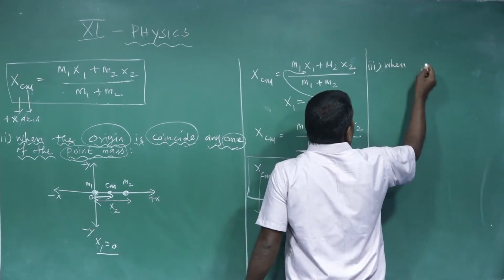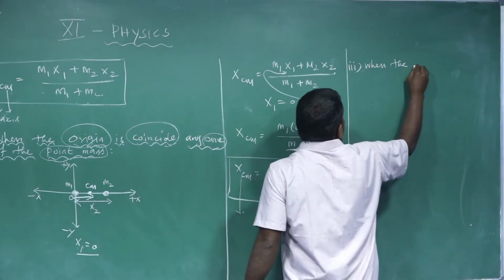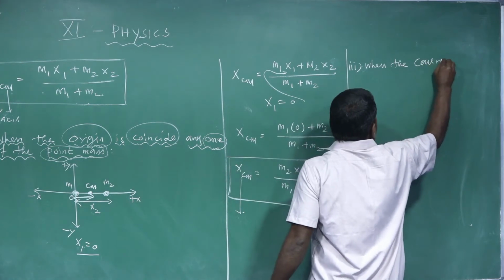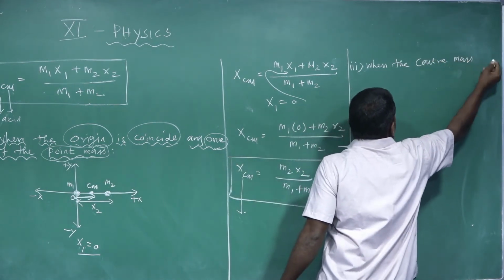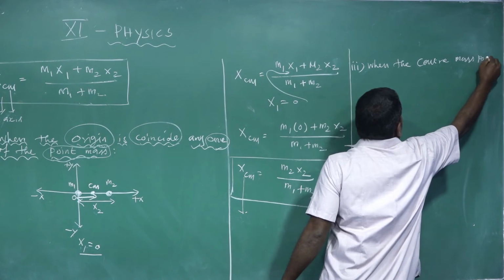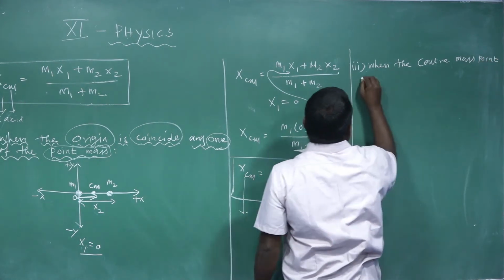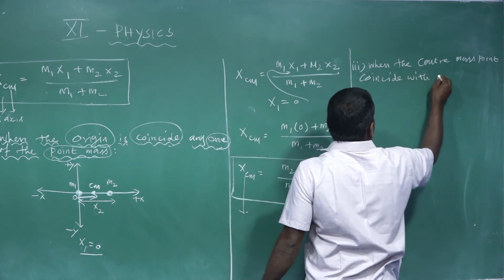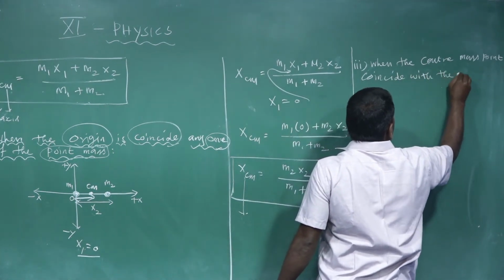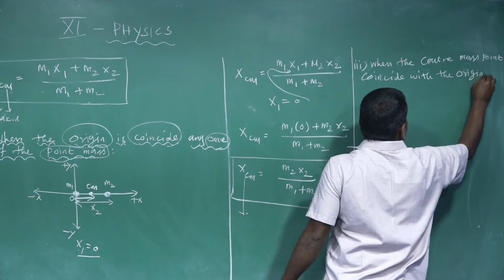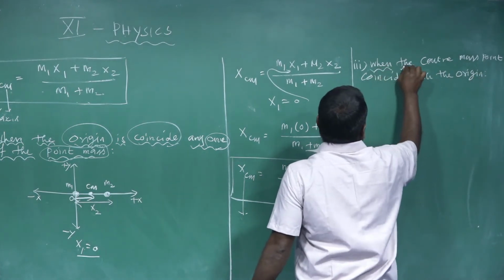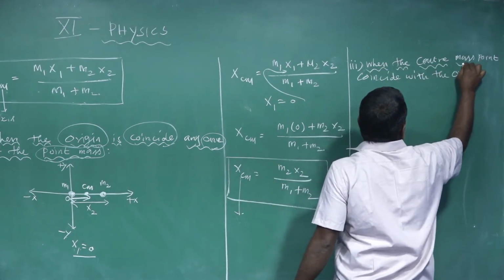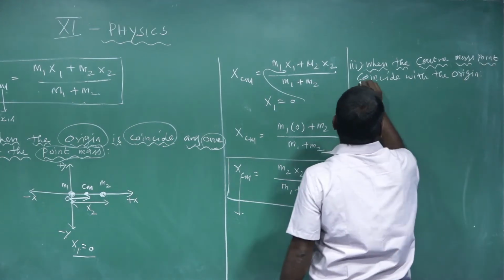When the center of mass point coincides with the origin. This is a third way to determine the center of mass point of the 2 point masses of the system.